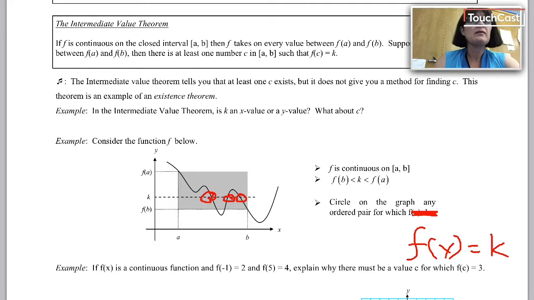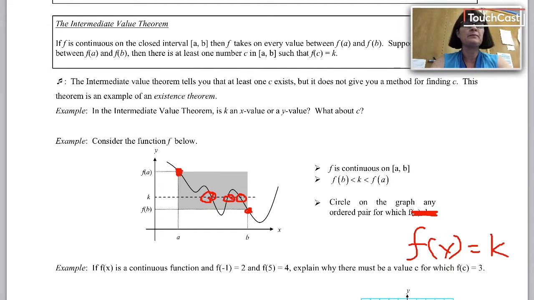And if that point on my function and that point on my function are known, and I'm going to connect them with a continuous curve, if k is in between the two y values for those two points, there's no way to skip over k with a continuous function. So my curve will cross y equals k at least once. That's what the intermediate value theorem promises us.